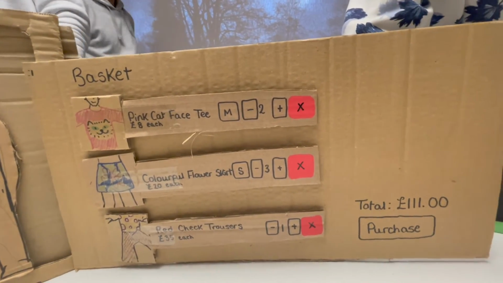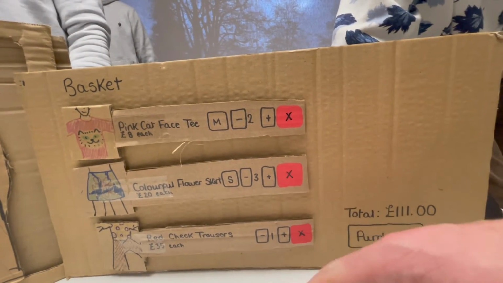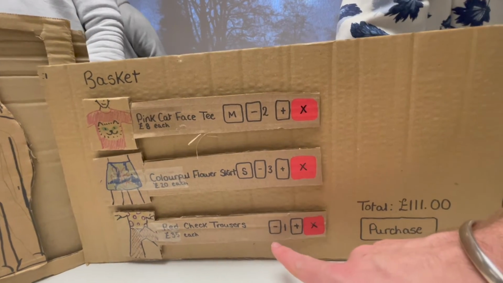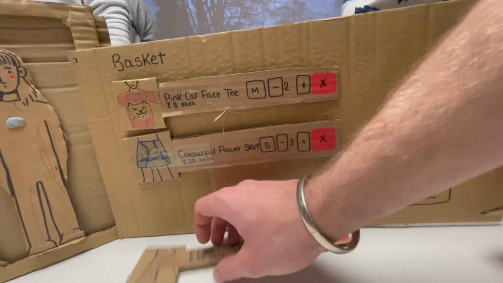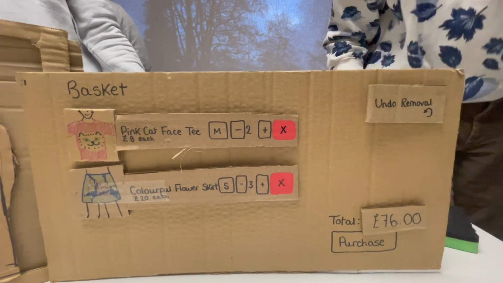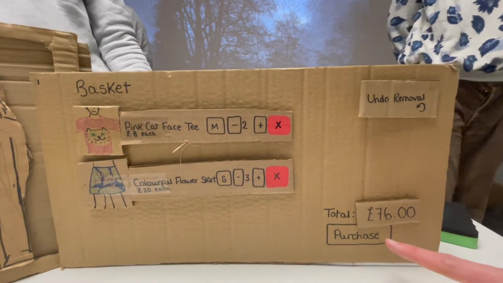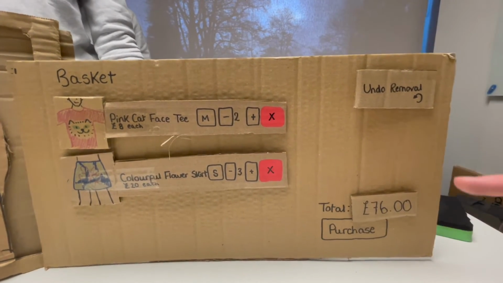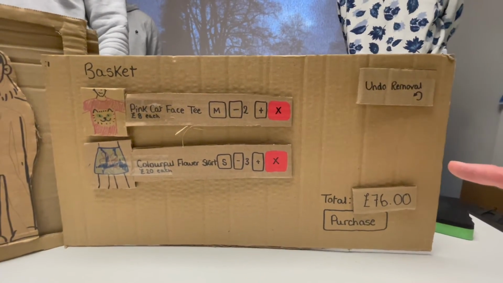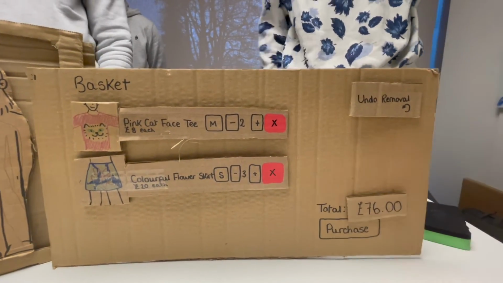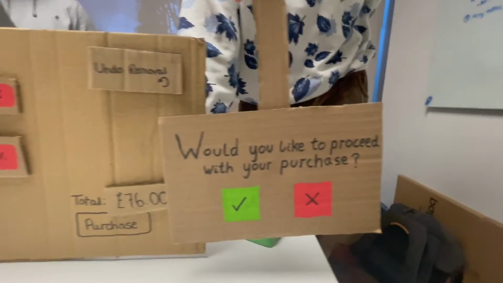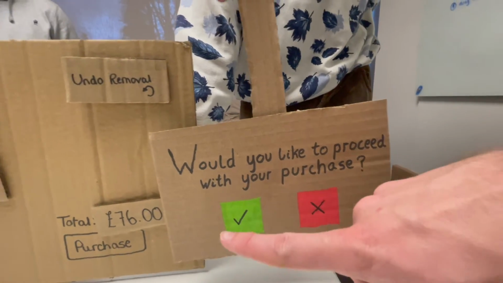The user may want to remove an item, in which case they can swipe or press the large X button, or press the minus to return its quantity to 0. Here, the total has been updated with the new price, and the user is able to undo the removal of the previous item. Here, the user will press purchase, and then they are asked for a confirmation of purchase, in which case, yes.